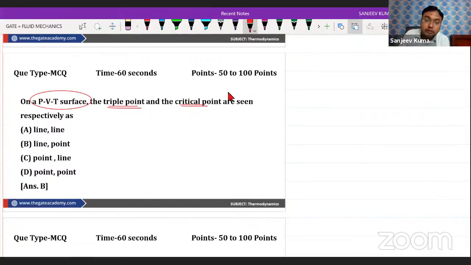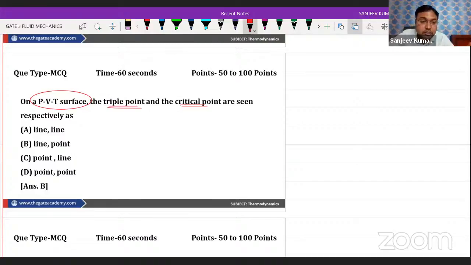So critical point we have seen just now. What is triple point? Where the liquid water, ice, or water vapor exists in equilibrium, that point is called the triple point. Well, the 3 states of water we can see. Now we are going to see the triple point and critical point on the PVT surface. Then after that, you can say which option is correct. Already we know the answer. Let us go and verify.